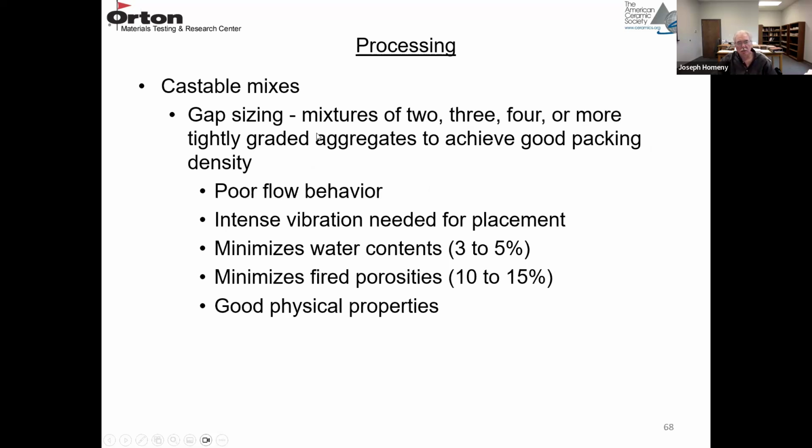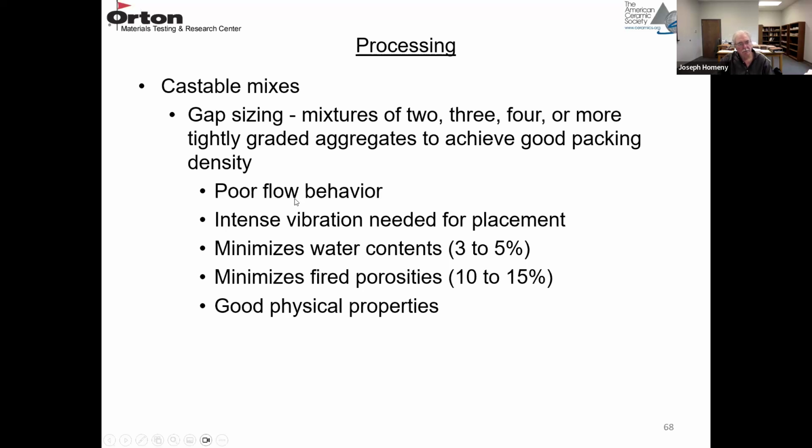Gap sizing is going to be a mixture of 2, 3, or 4, or even more particle size distributions. So these are going to be tightly graded aggregates. These are very tight particle size distributions, and they're put together to achieve good packing. So you start out with a coarse particle, and you pack those, and then there's a void space. So you put the next size particle in that void space. That in turn creates more void spaces, much smaller void spaces. So you pick a third particle size that fits in those void spaces. So that's basically gap sizing.